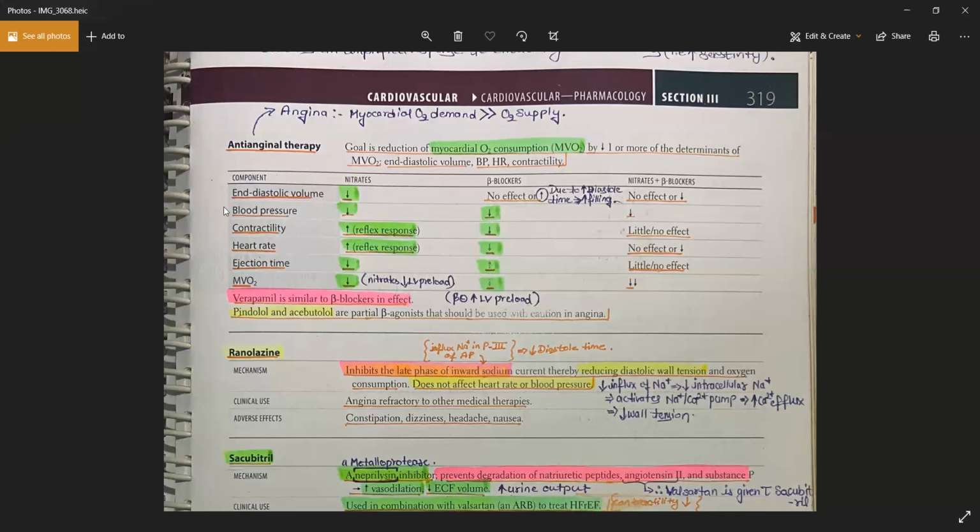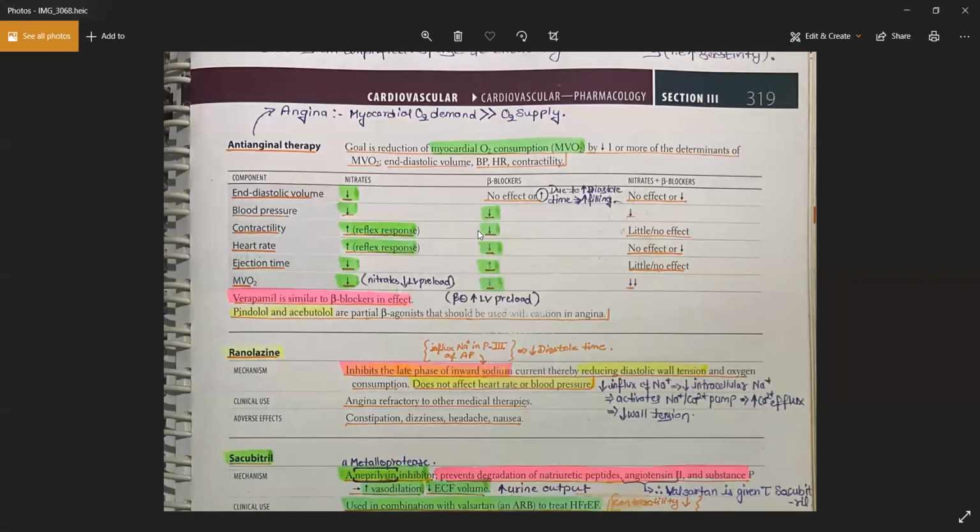Well, for the end diastolic volume, they have either no effect or a slight increase, because the beta blockers act on both the arteries, okay, and have no effect on the veins, right? So preload won't change, and diastolic volume will remain the same, okay. Second thing is the blood pressure. Of course, it will be decreased because of the beta blocking effect on the heart, right?